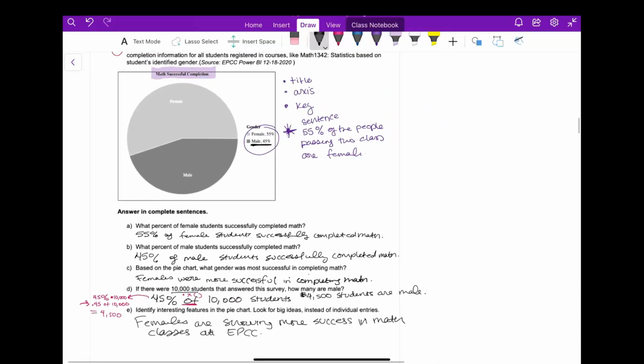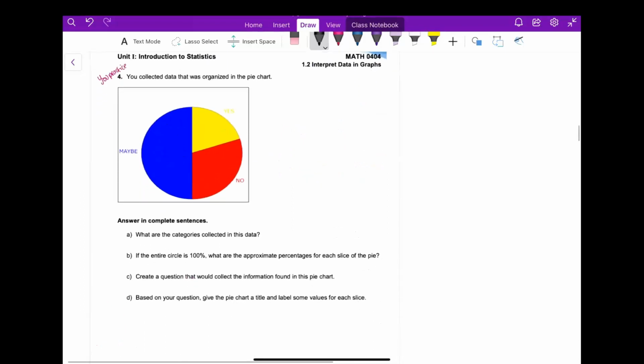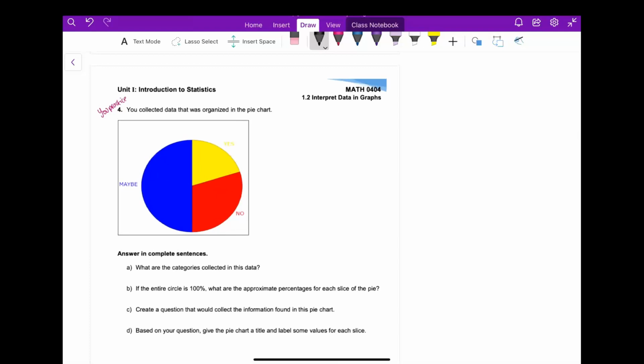All right, so I tried 3, and so you get to try 4. Remember, look for those big ideas. Study your title first. Look at the axes or the categorical data. Create a sentence for yourself, then go in and answer those questions.